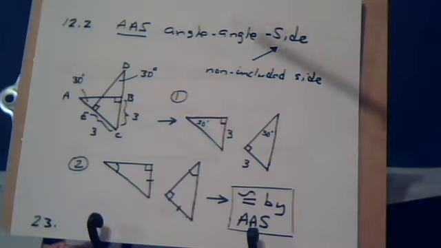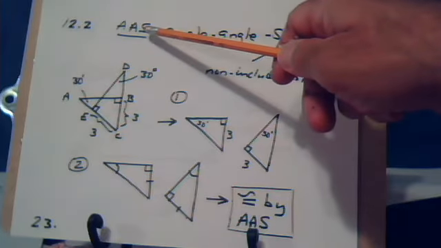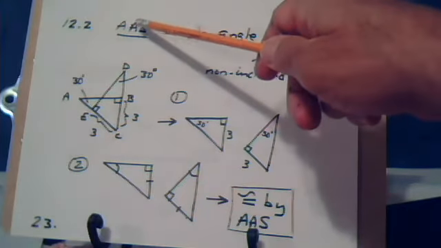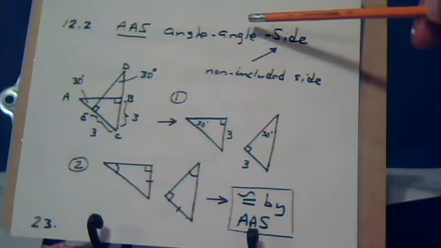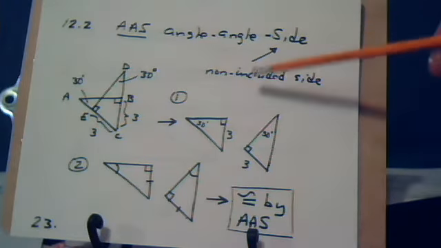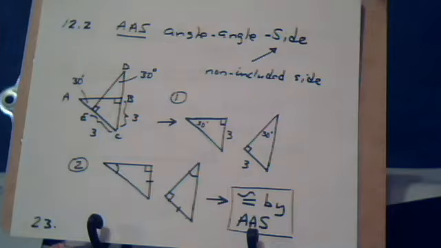Here's one more shortcut to prove congruency, AAS. In this case, you could have the two angles and the side not between them being equal between the two triangles. So angle, angle, side. So this is not included. Not included means it's not in between. If it was included, then the side would be in between.